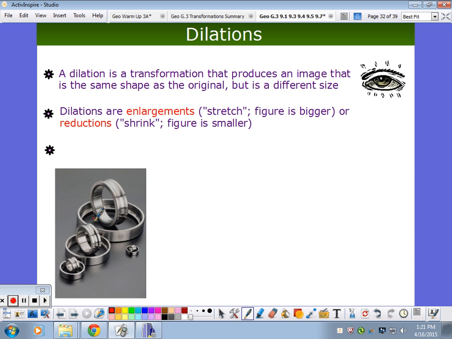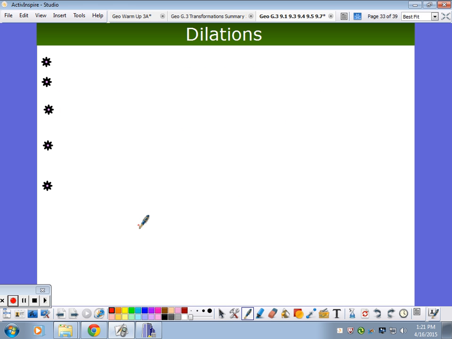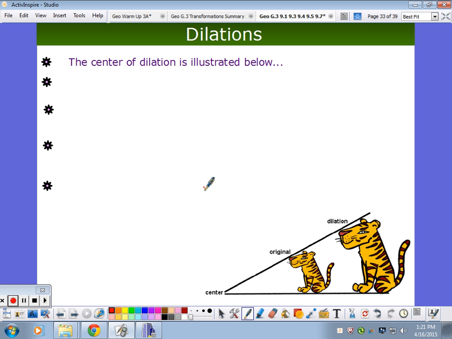So that's what this picture is. Dilations of this circular shape here. They're not isometries. They are similar, but not congruent. So what else can we say? The center of dilation is illustrated below. So there is a center of dilation. For us, we're always going to use the origin for our center of dilation, but it doesn't have to be. And so here we have this tiger, and here it is dilated larger, enlarged.